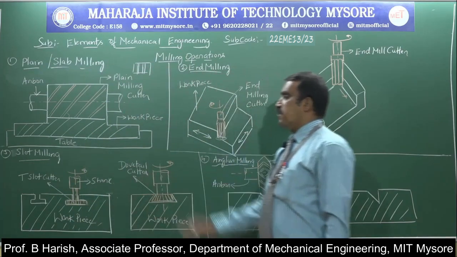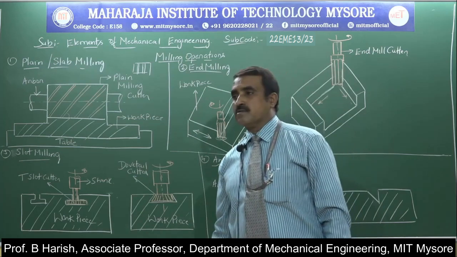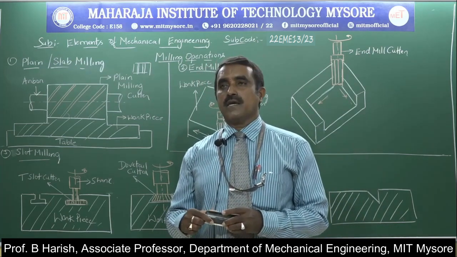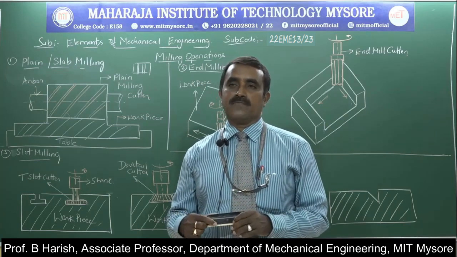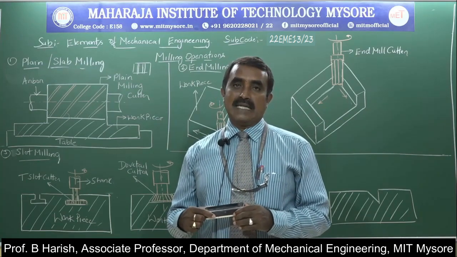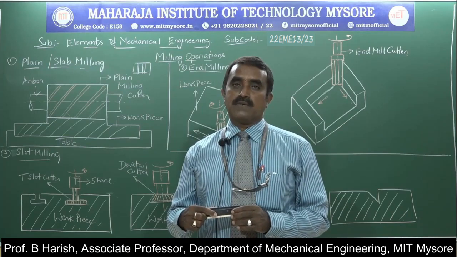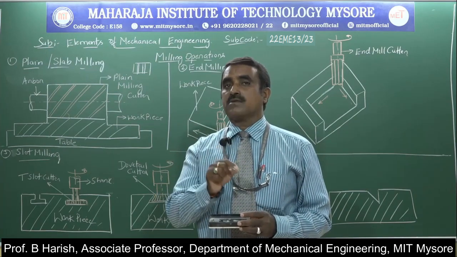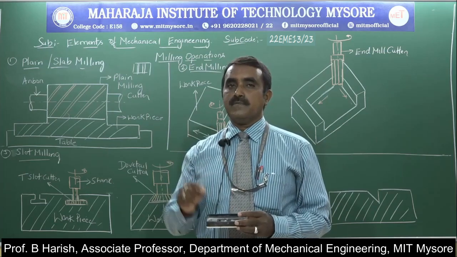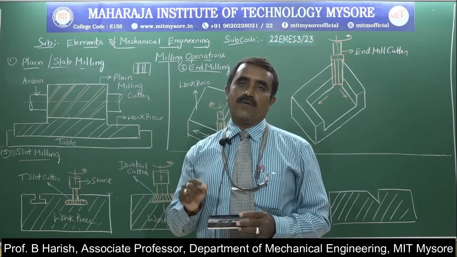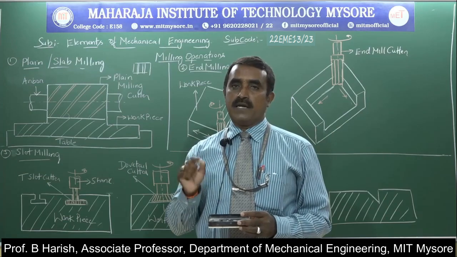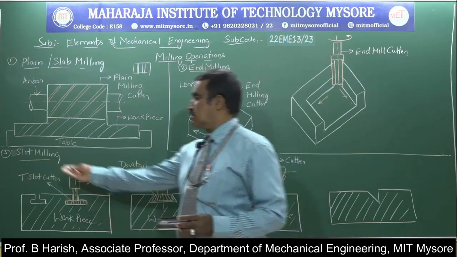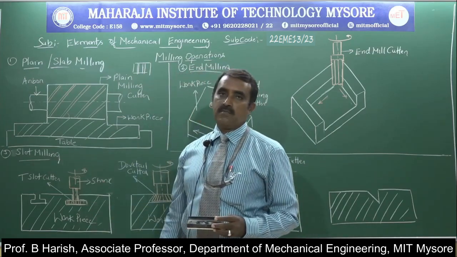Then comes one more operation, called slot milling. We had discussed in the previous session that the table will have slots, which we call T slots. The table has slots on which the workpiece is fixed. Cutting the slots on the table, in the shape of the alphabet T, hence it is called a T slot. That particular operation is called the slot milling operation.